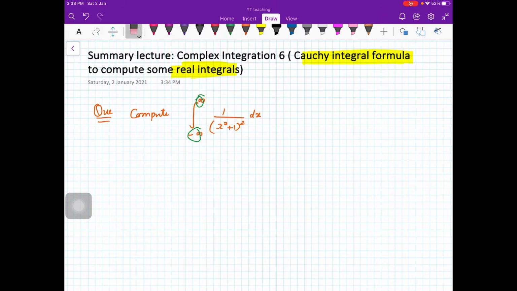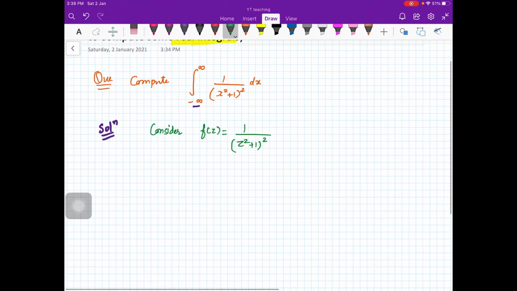So let us see how you can make use of Cauchy's integral formula to compute this particular integral, which has nothing to do with any complex number. Here x is a real variable from minus infinity to infinity. The idea is, instead of this function, you consider the function f of z equal to 1 upon (z square plus 1) whole square. So you have replaced x with z, where z is a complex number.